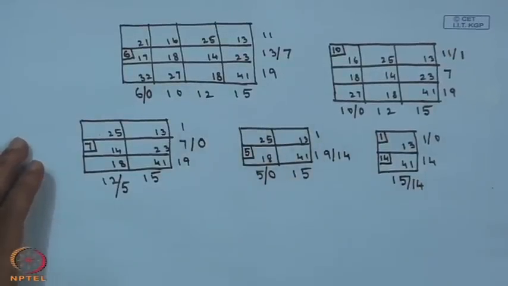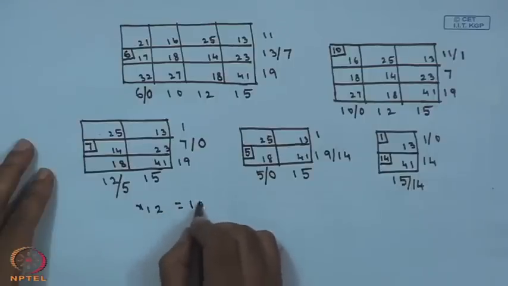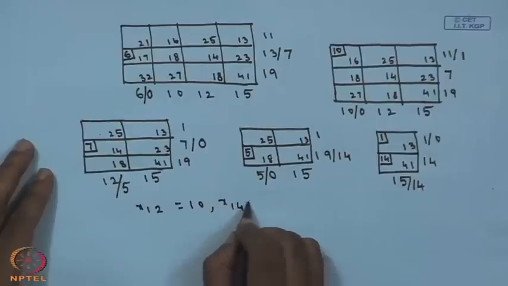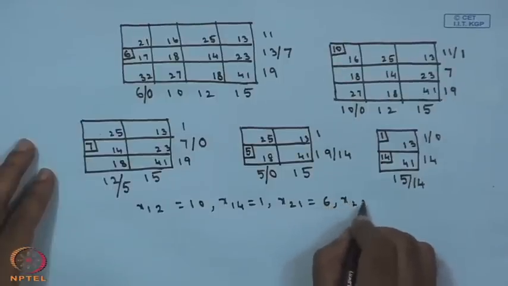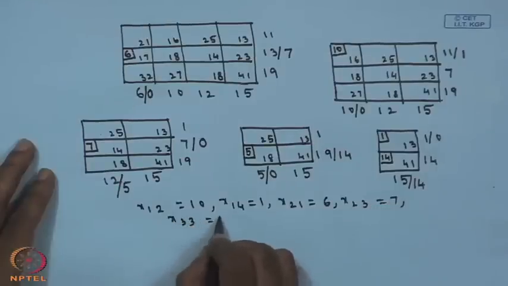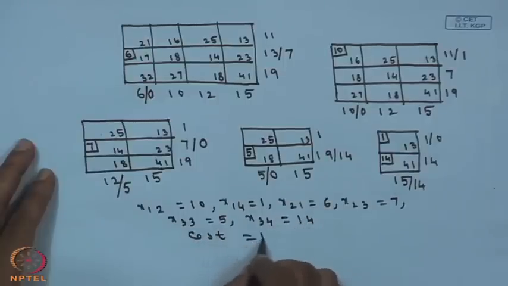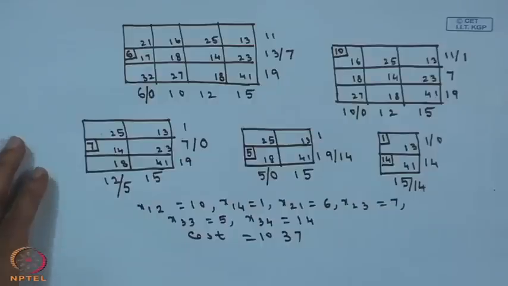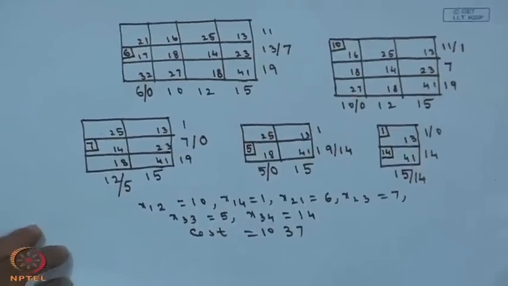So, again from here you can write down the solution like this. X12 is 10, I am just writing in order. X14 is 1, X21 is 6, X23 is 7, X33 is 5, X34 is 14 and your cost is 1037. If you check the cost, then your cost will be 1037. If you remember, for the row minimum the cost for the same problem was 922, whereas in this case the cost is becoming 1037. So, the cost is higher for our problem in this case.